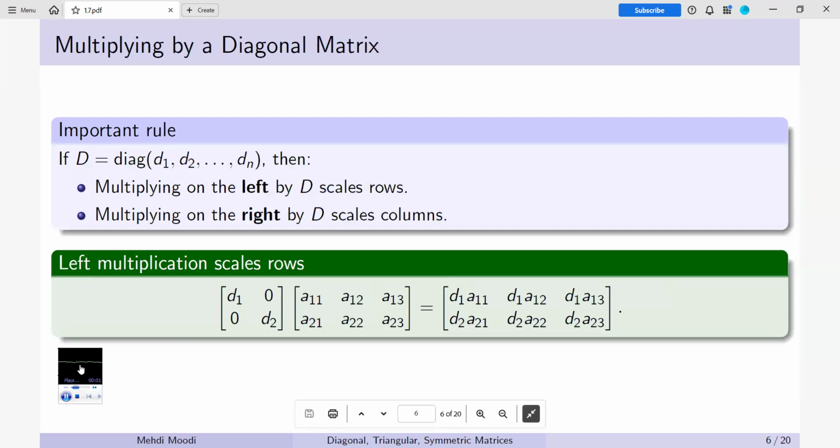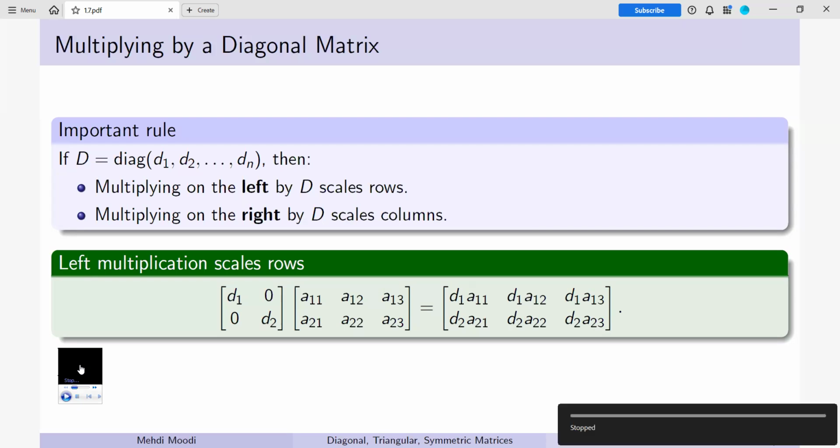Left multiplication by a diagonal matrix scales rows. The first row is multiplied by the first diagonal entry, the second row by the second diagonal entry, and so on.